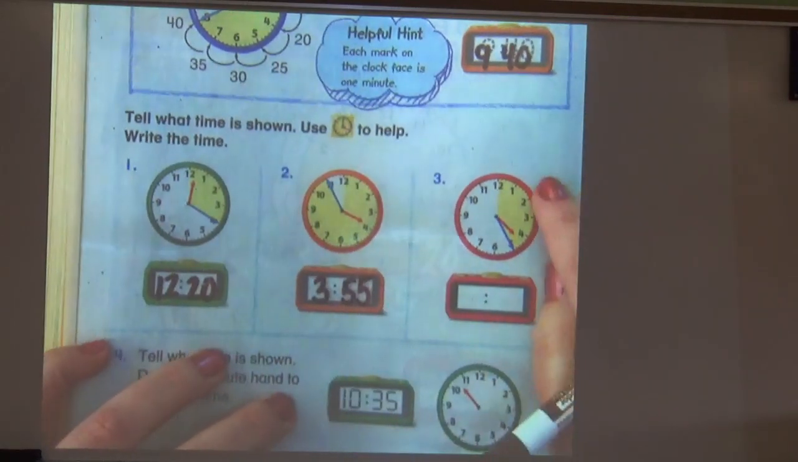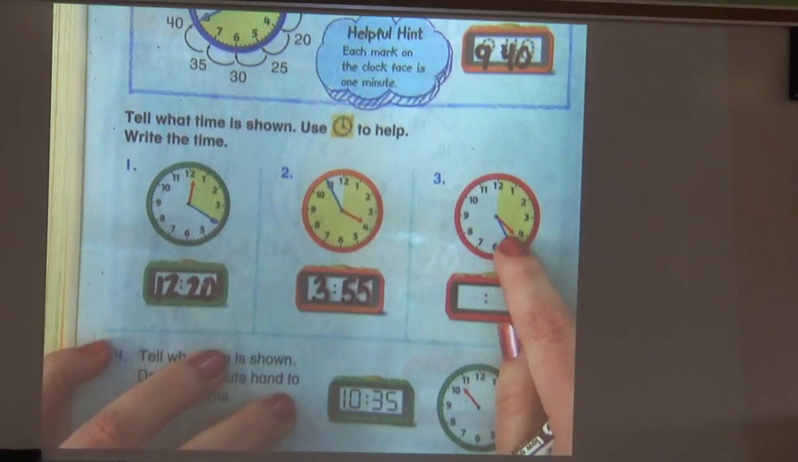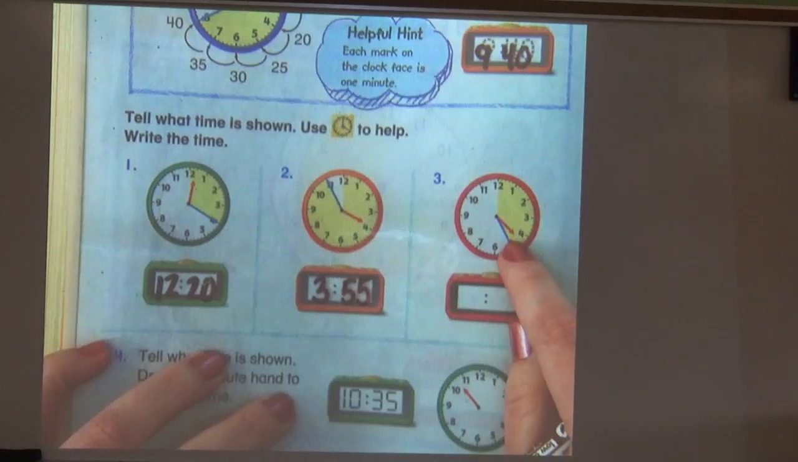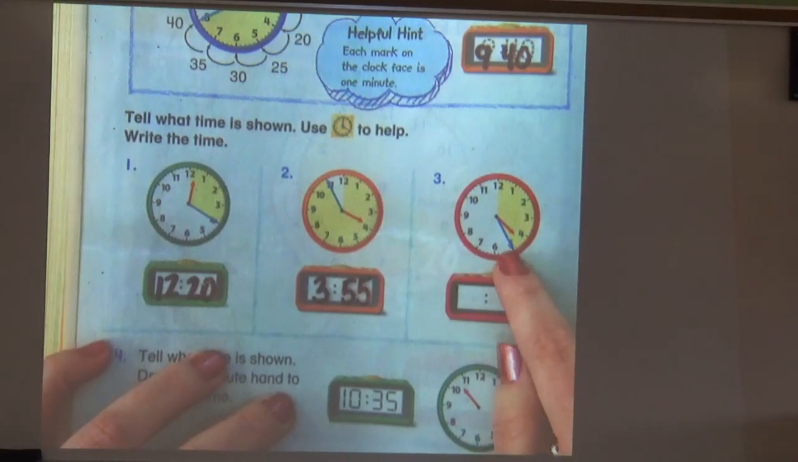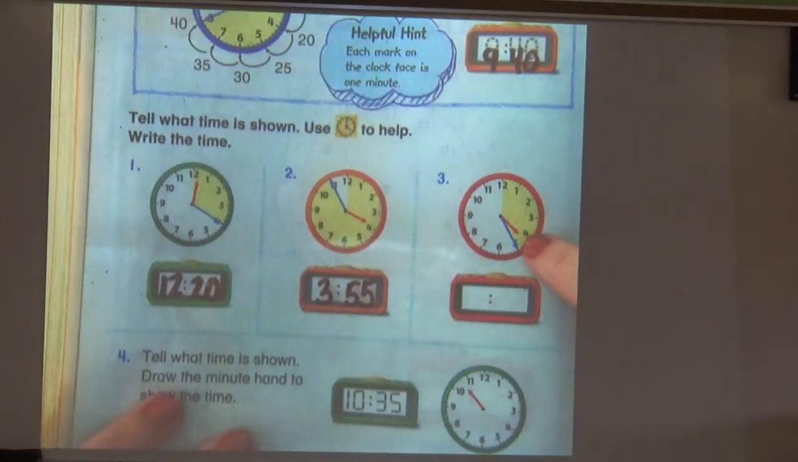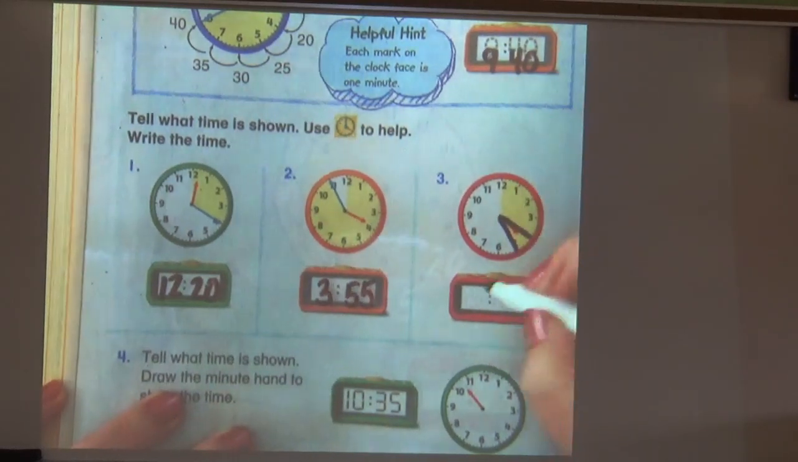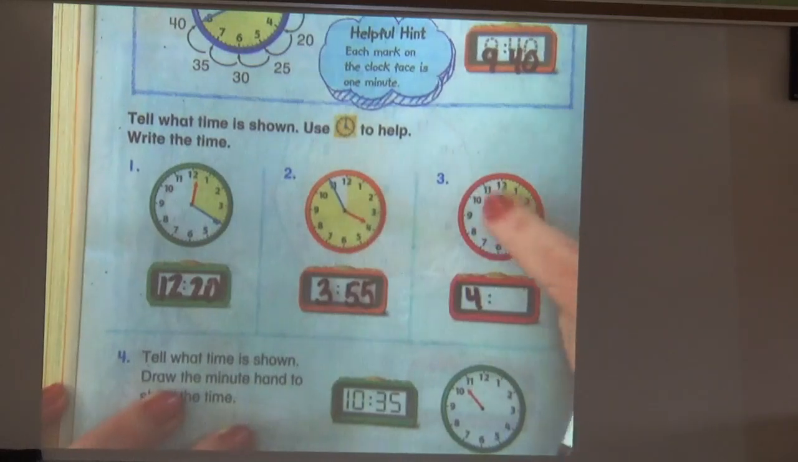All right, let's do this red clock now. Our hour hand is between the 4 and the 5, and the minute hand is pointing at the 5. Let's see, so our hour, we know, is in the 4 room, right? So we know our hour is 4, and then if we skip count around, 5, 10, 15, 20, 25. This clock is showing 4:25.